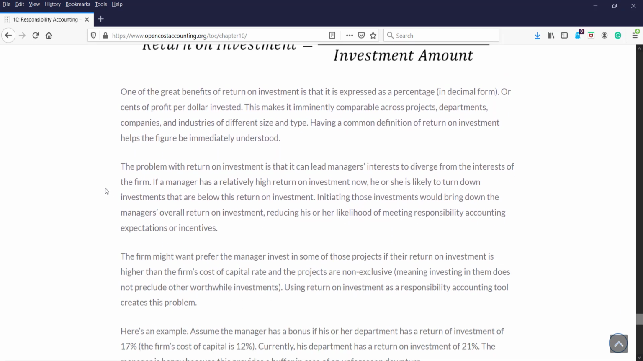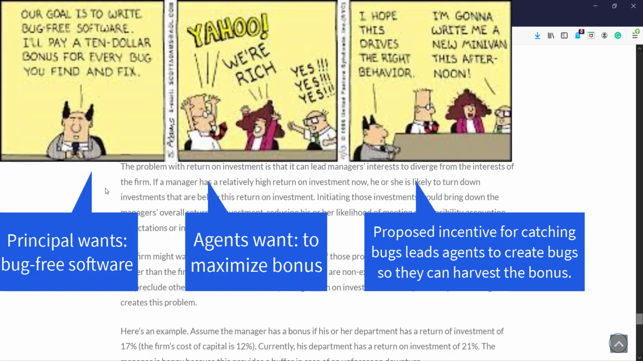Now, the problem is that when you use ROI on its own, sometimes managers receive a perverse incentive from that. What we mean by perverse incentive is, usually it's used as a term for when there is a particularly glaring mismatch between what the agent, in this case the manager, is incentivized to do, and what the principal, the firm in this case, would prefer the manager do.